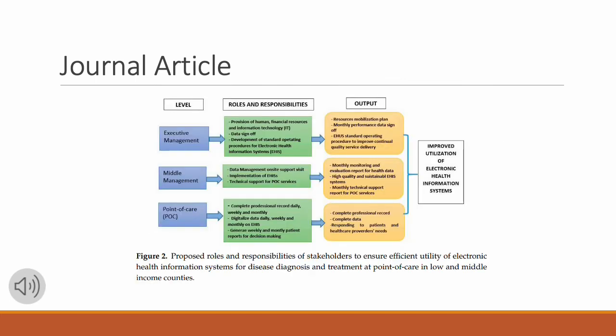Here in Figure 2, it shows the well-defined roles and responsibilities of the different hierarchy levels in an institution or organization. This is to ensure efficient utility of electronic health information systems for disease diagnosis and treatment in low and middle income countries.